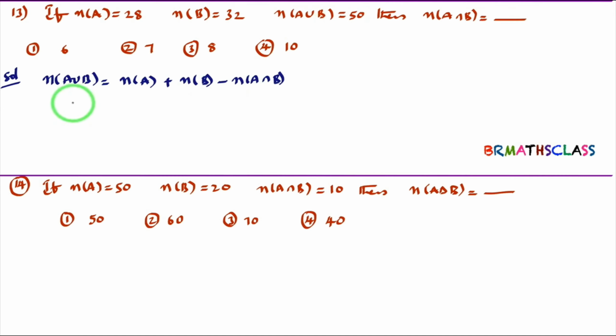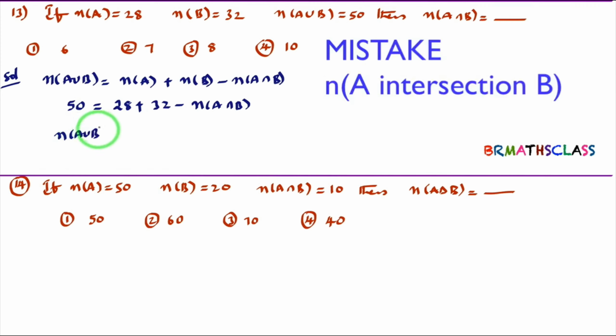I'll substitute the values they have given here. What values have they given? n of A union B is 50. n of A is 28. n of B is given as 32, minus n of A intersection B. That's what we need to calculate. So I have written n of A intersection B like this. Take n of A intersection B to the left-hand side and take this 50 to the right-hand side. Then what will you get?